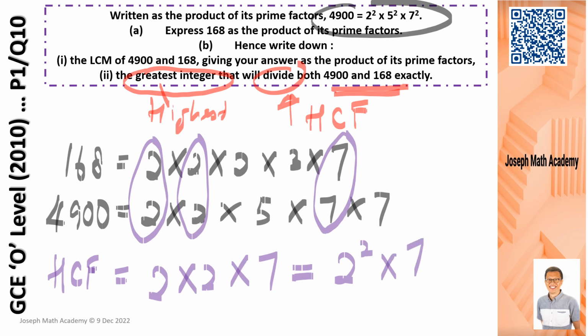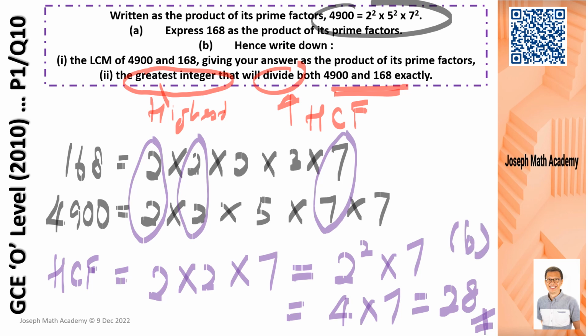Now 2 to the power of 2 times 7 is simply 4 times 7, that gives us 28. So the highest common factor of 4,900 and 168 is actually 28, and 28 is the greatest integer. 28 is the greatest common factor that can divide both 4,900 and 168 exactly, leaving behind no remainder. So this is the answer for B part 2.